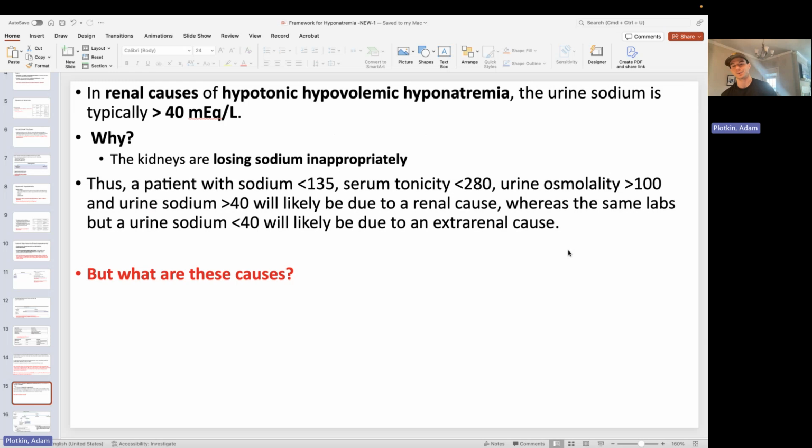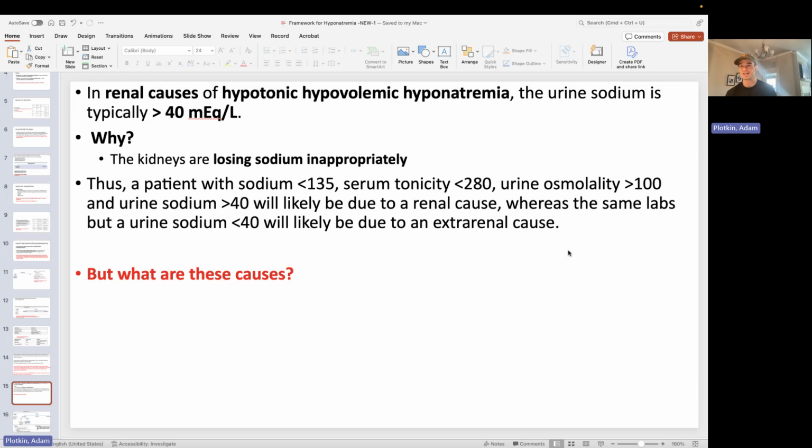Whereas if we have the exact same labs, the serum sodium is less than 135, serum tonicity less than 280, the urine osmolality is greater than 100, but now their urine sodium is less than 40, this might be more likely due to an extrarenal cause. In this case, it tells me that the kidneys are able to effectively hold on to sodium, right?